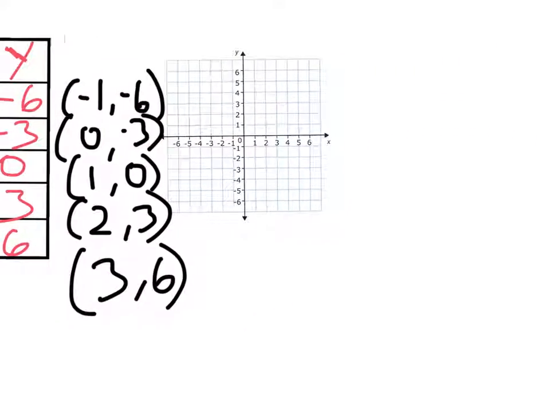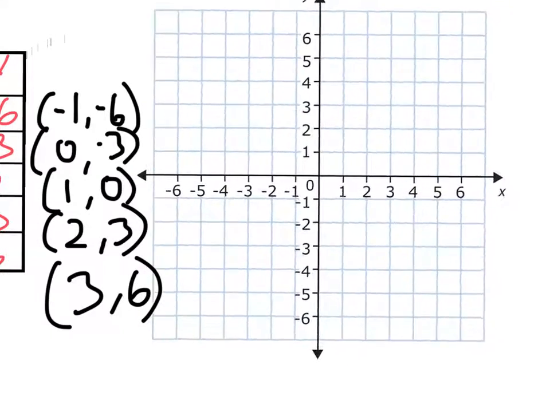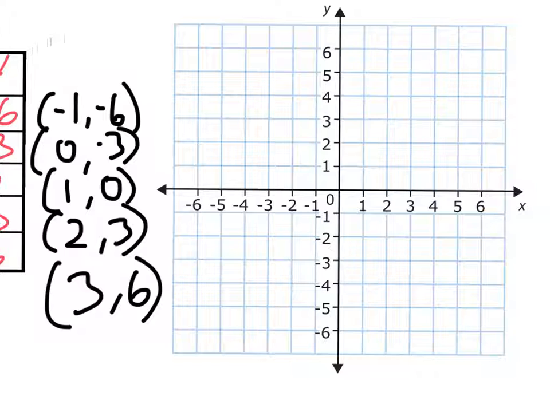So let's shift over a little bit more, and let's start plotting these on the coordinate plane. I know that when we're looking at the first one, negative 1 and negative 6, we're going to start at 0. We're going to go over 1 to the left and down 6. And when we do that, we got a dot right there. I know that we have 0 and negative 3. So we're not going to move at all to the left or the right. We're simply going to go down.